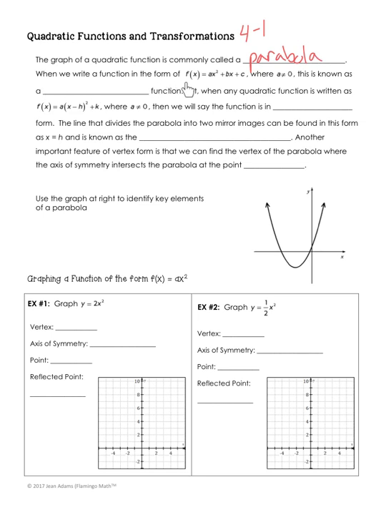When we write a function in the form of f of x, which is y, equals ax squared plus bx plus c, this is known as standard form, where a cannot be 0. This is known as a quadratic function. But when any quadratic function is written as f of x equals a times (x minus h) squared plus k, where a cannot be 0, then we will say the function is in vertex form.